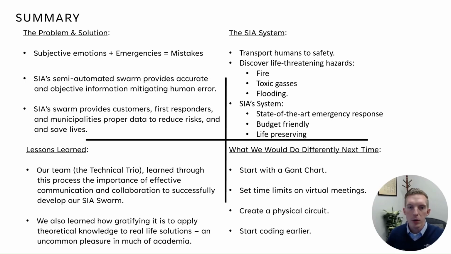So in summary, what we have here is a problem of people needing information that's objective and accurate. Subjective information can put people at risk, and SIA swarm reports to a central hub and to the first responders only the objective information, suggesting things that are actually happening. That information could be where humans are. And we use state-of-the-art, budget-friendly, life-preserving systems to make that happen, and also detect the presence of fire, toxic gases, and flooding like we've discussed before.